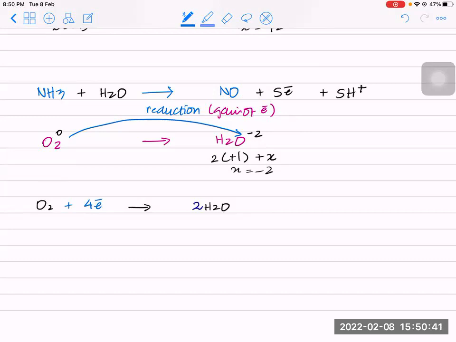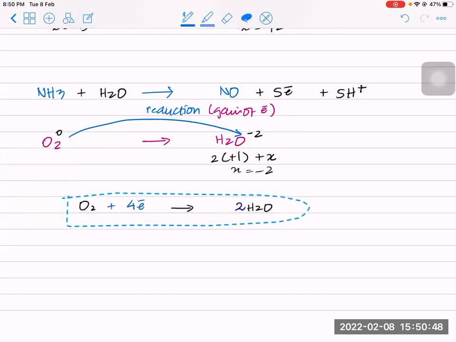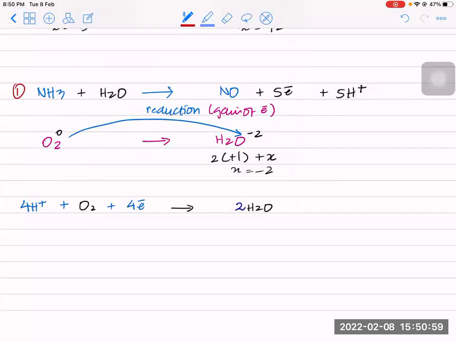Once this is done, you balance the oxygens, which are already balanced. Then you balance the hydrogens. We have 2 times 2 is 4 on this side, none on this side. So we add what here? 4H plus. Now we have 2 half equations. This is the first, this is the second. Now let me just put them down together. Let me write the other one here: NH3 plus H2O giving NO plus 5 electrons plus 5H plus.